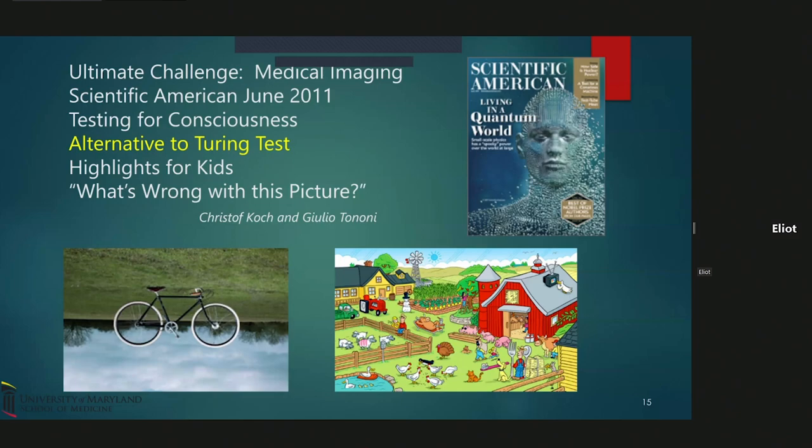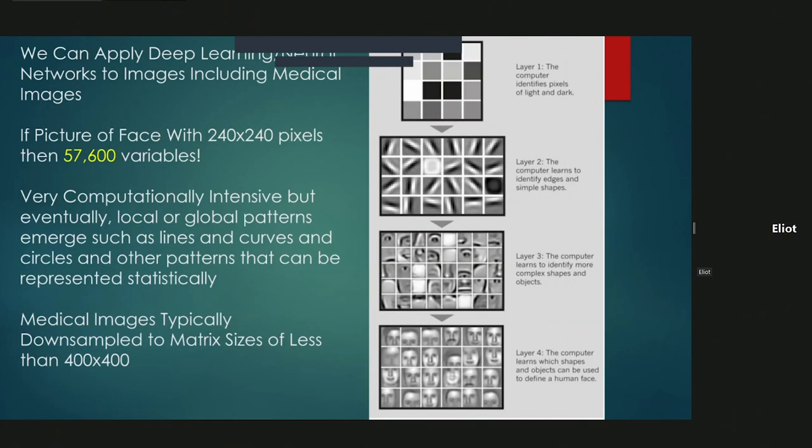So in June 2011, Scientific American suggested that perhaps a better test than the Turing test, which asks, can a computer fool a human into thinking that it is a human, might be an image asking what's wrong with this picture. And so computers, although they can determine what's in an image, the judgment and common sense knowledge of what's wrong with an image is much more difficult to determine.